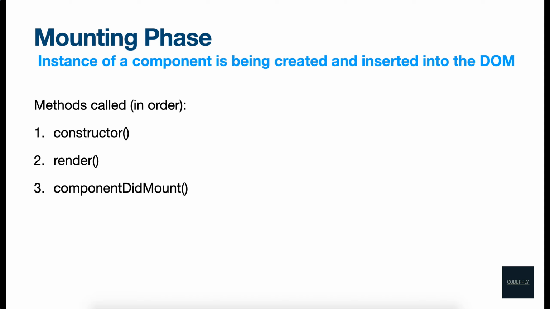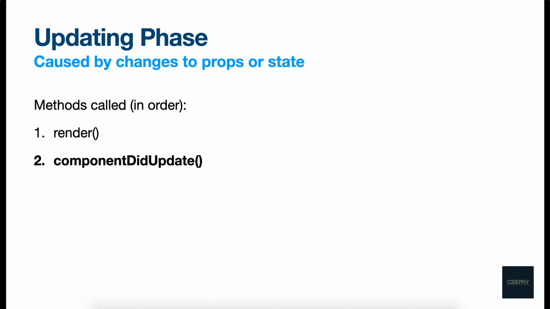The mounting phase is where an instance of a component is being created and inserted into the DOM. And there's a certain set of methods that are called in order. We're going to look at three main methods, which are constructor, render, and componentDidMount. Render is the only method that is required, but the constructor and componentDidMount are optional. But we're going to look at each use case.